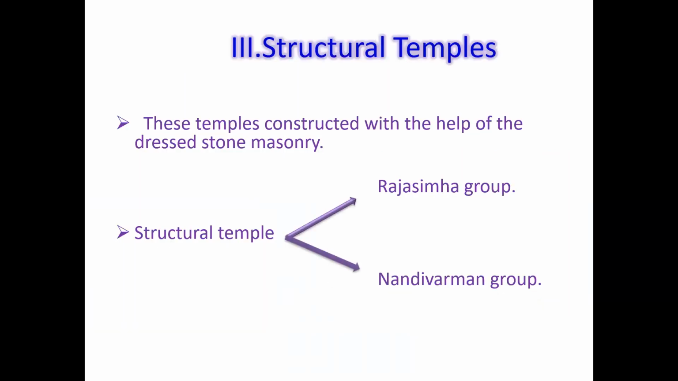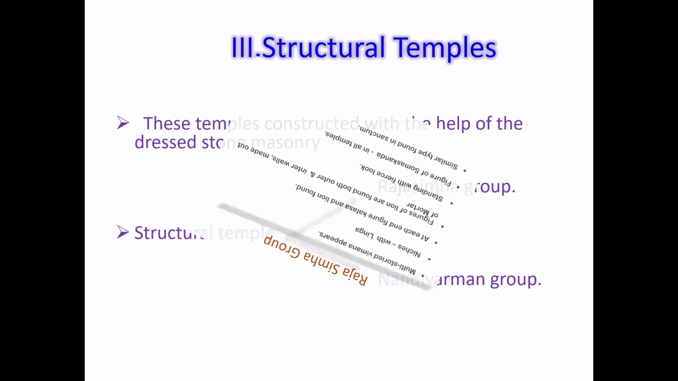Next, we are going to see the structural temples. The structural temples were constructed with the help of dressed stone masonry. Again, this group falls into two divisions, the Rajasimha group and the Nandivarman group.